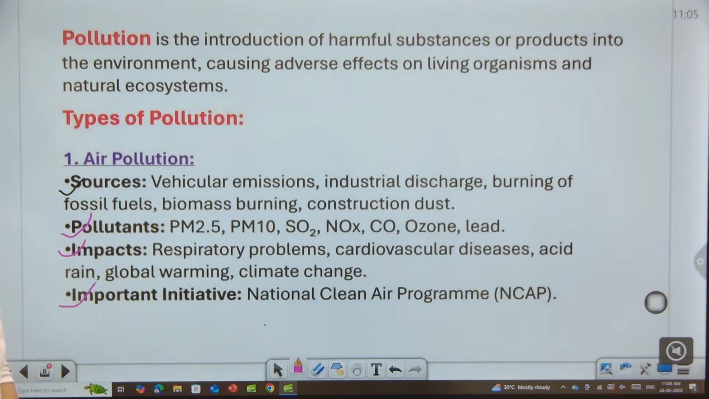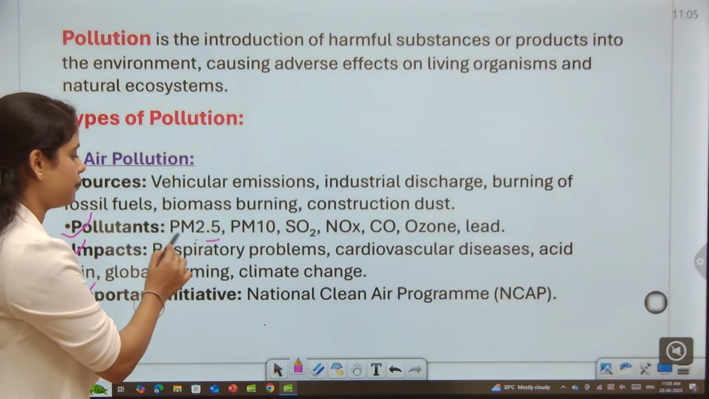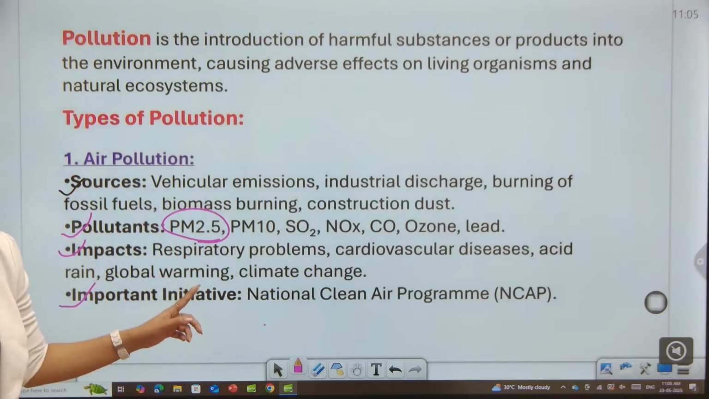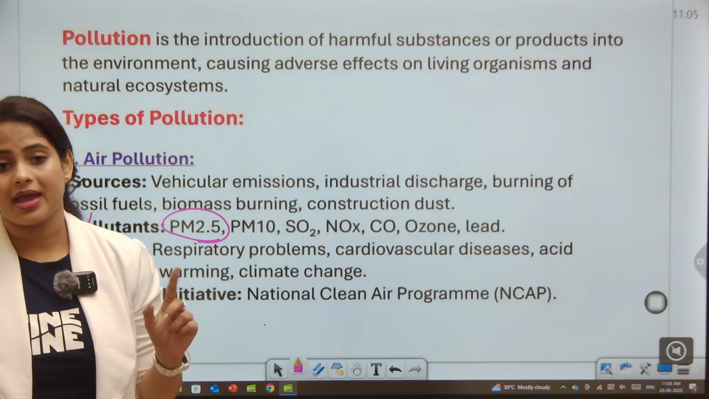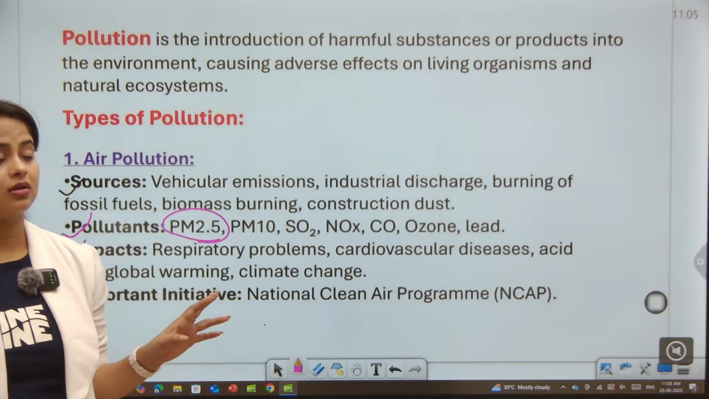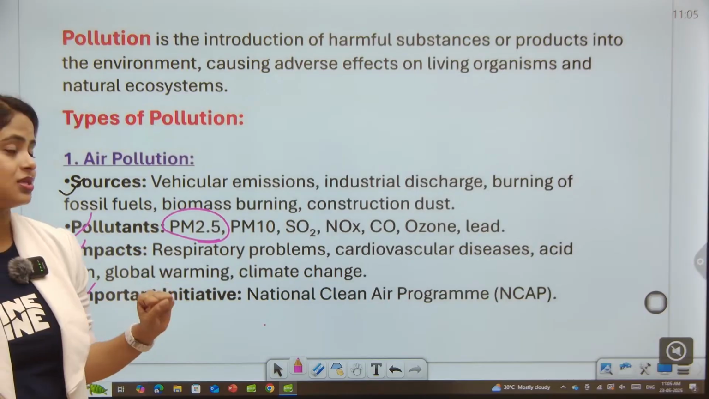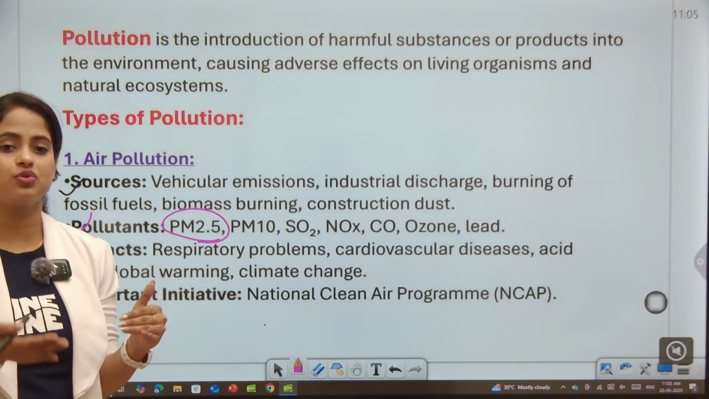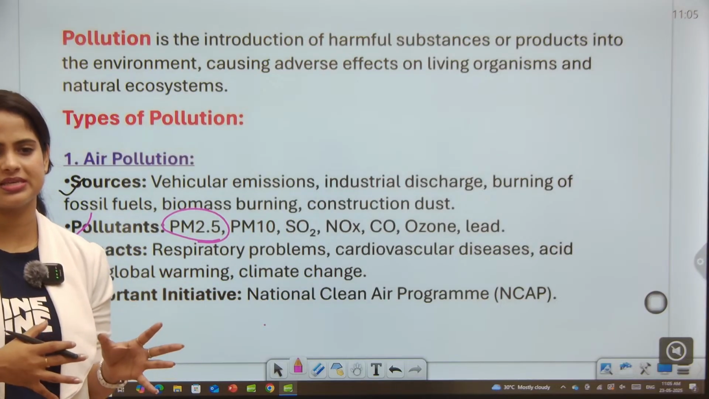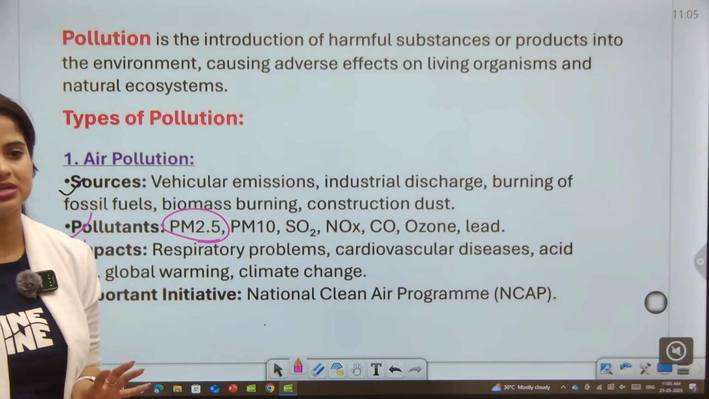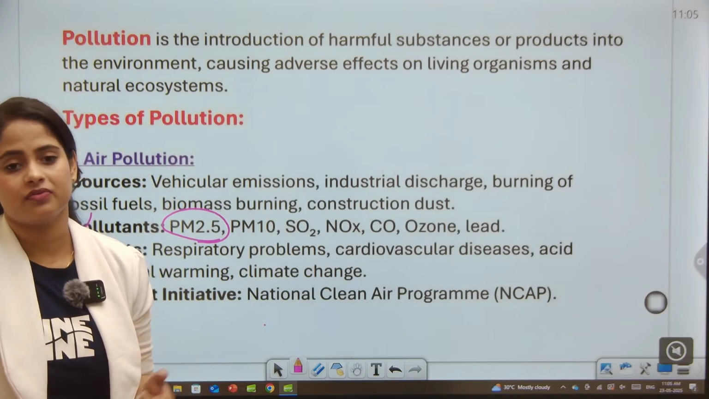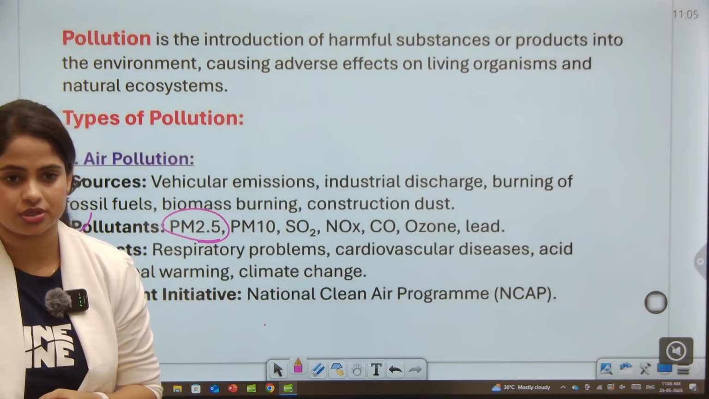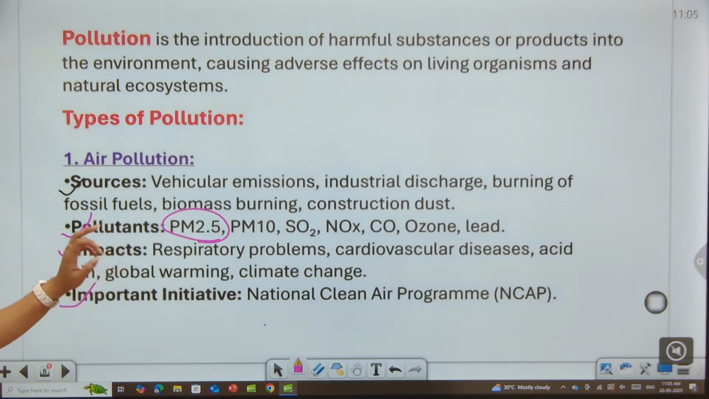And what are the pollutants, guys? PM 2.5, PM 10, SO2, NOx, carbon dioxide, ozone, lead, and sulfuric acid. These are all the pollutants that we see in our environment that cause pollution. Clear? So next is the impacts.